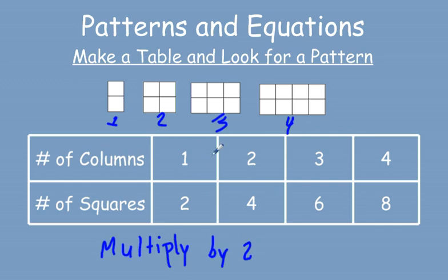As you can see, we have a picture representation of what we are doing in the columns. So if you have one column, you're going to have 2 squares. 2 columns, you'll have 4 squares. 3 columns, you'll have 6 squares. And 4 columns, you'll have 8 squares.